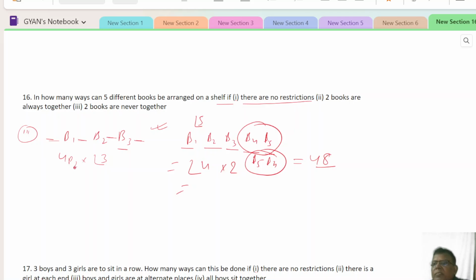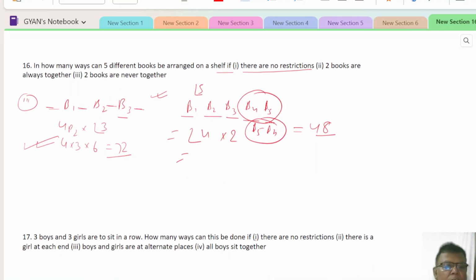So what will be the answer? Factorial 4 into 6 is equal to 72. 72 is the answer.